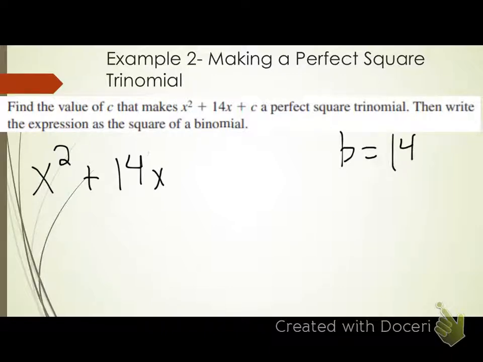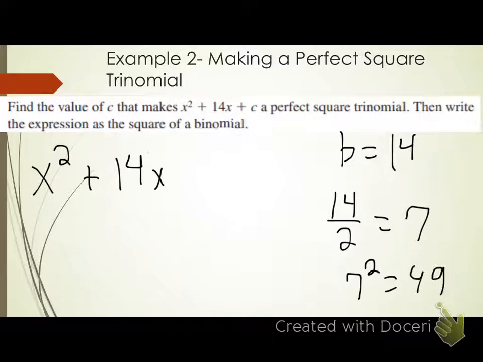14. So the first thing I need to do is cut 14 in half. What's 14 divided by 2? 7. I then take that value and I square it. So what's 7 squared? 49. So what's the value that I'm adding to my expression? 49. So the value of c that makes the expression a perfect square trinomial is 49.